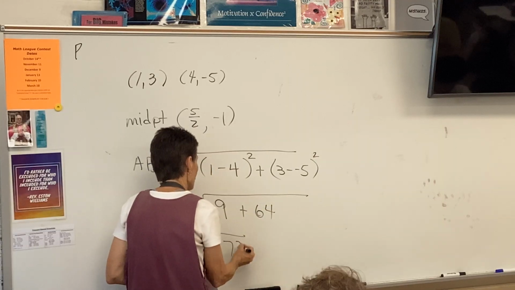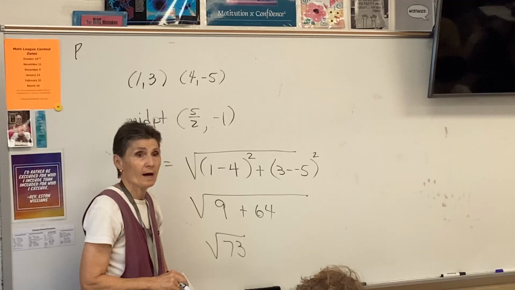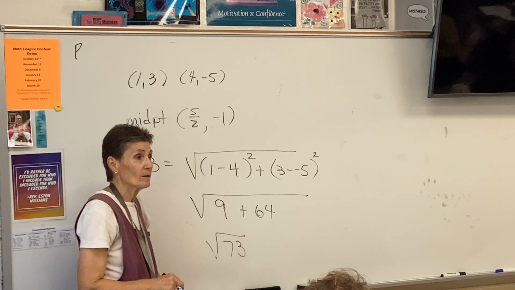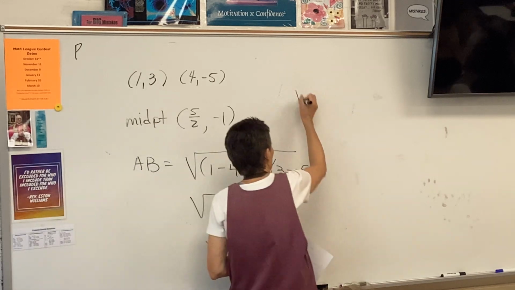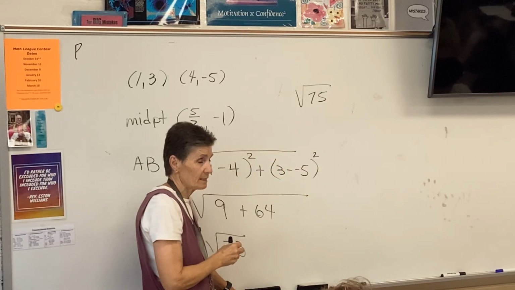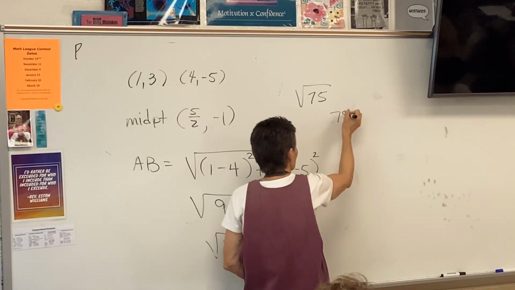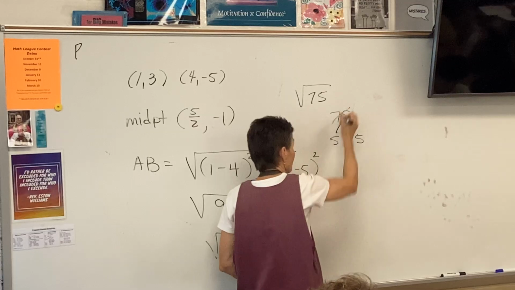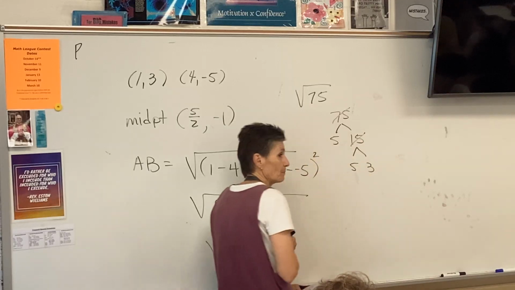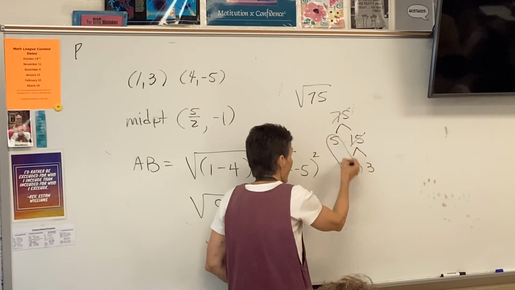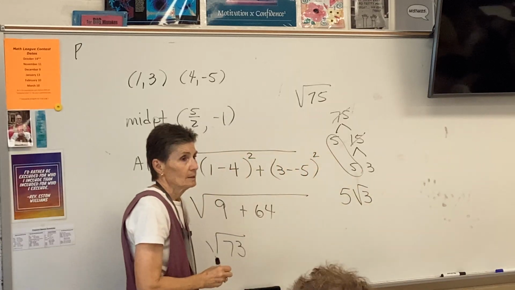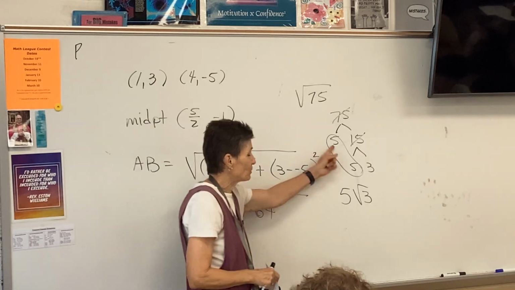Add them together, we get the square root of 73, which does not break down. So some of you will get a quiz like that where it doesn't break down. Some of you will get a quiz where maybe it will break down. Remember, if it does break down, you have to break it down. So 75 is 5 times 15. 15 is 5 times 3. Notice you have 2 5s. So out comes 5 and in stays 3. But you only do that if you have 2 of the same factor.